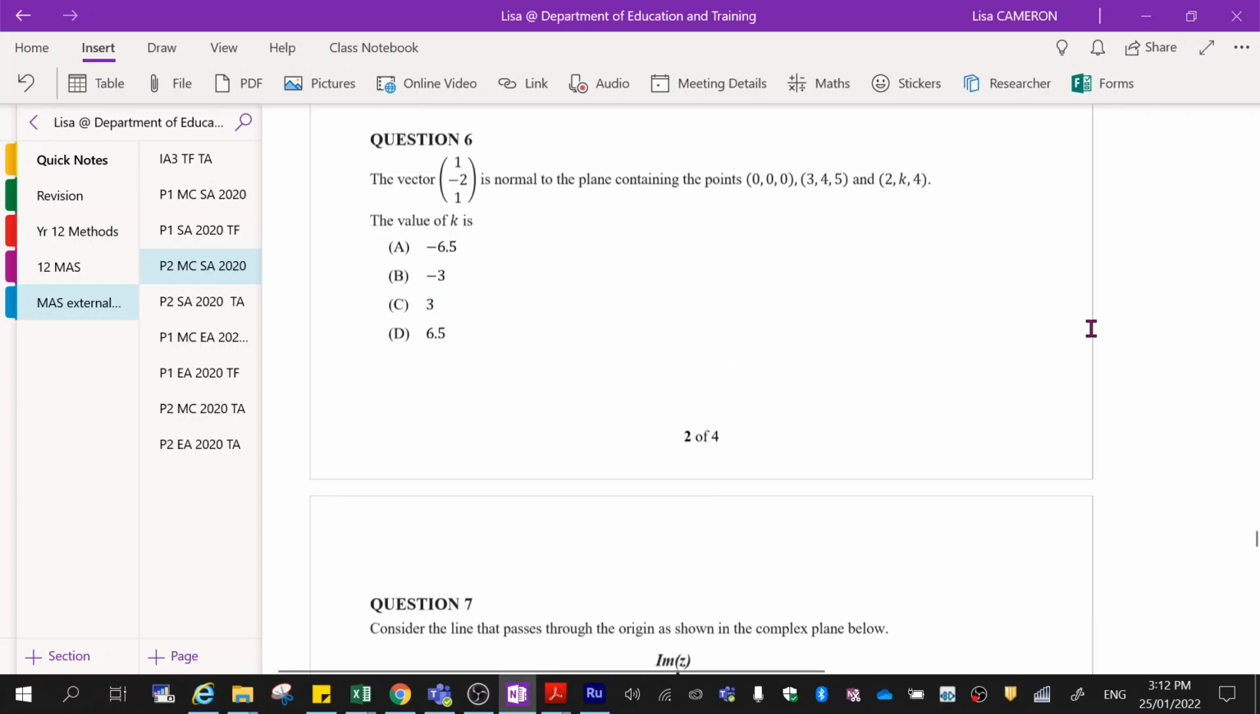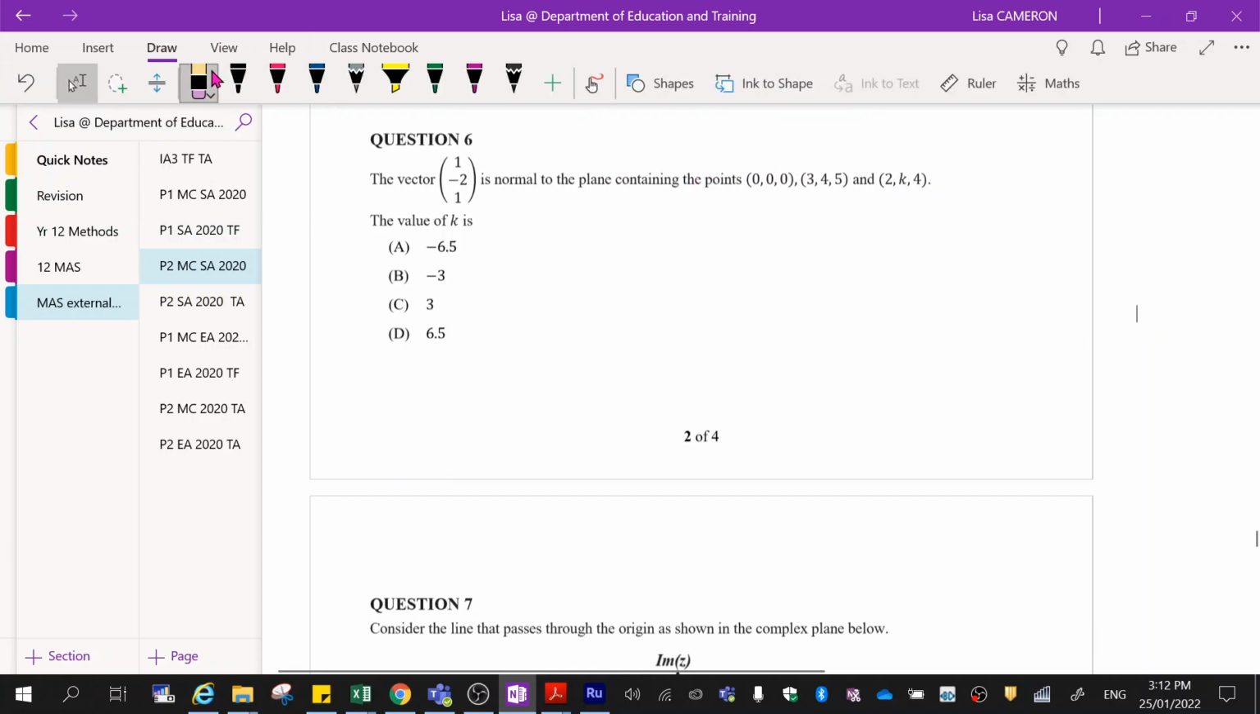So question 6. If this is our vector and it's normal to the plane containing these 3 points, what is the value of k? So in order to do this, we're going to take what we know about using vectors in 3-dimensional planes. So first thing we're going to do is I'm going to picture what these little points look like. So if you're thinking about this at the moment, here is point P, over here, point R, and point Q. Q, R. So there's the 3 little points that I've got.